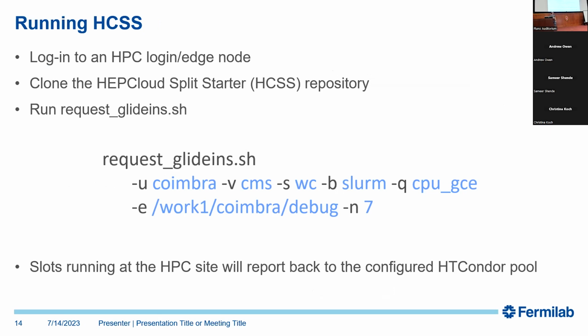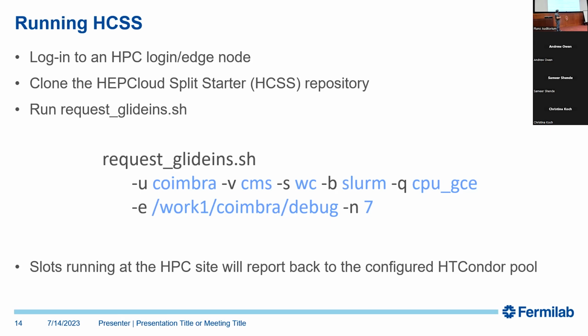So we need to specify a user to run the glidings, which VO we are running for, that's what the -P stands for, which site we're running, which here is the Wilson cluster, which batch system that site runs, which is Slurm here, and what queue you want to submit to. Sometimes it's called account as well. In this case, we're just using CPU. And -E here stands for edge directory.